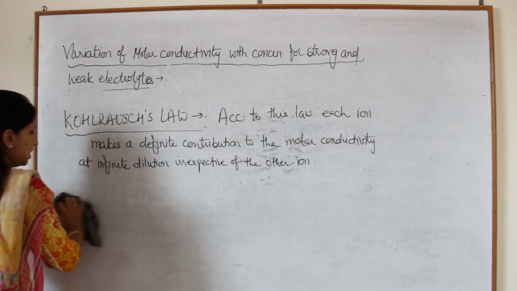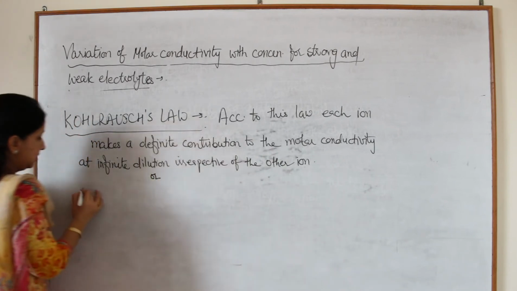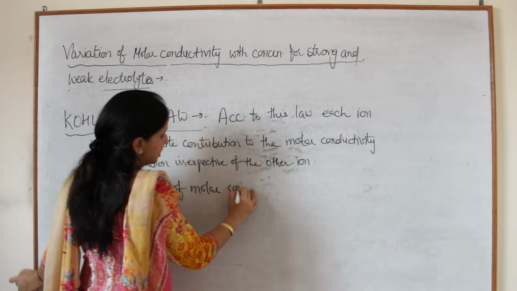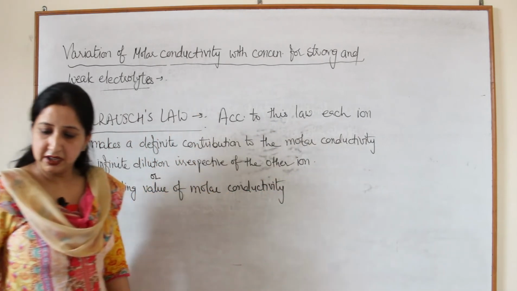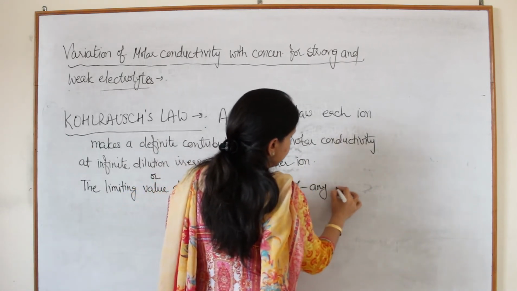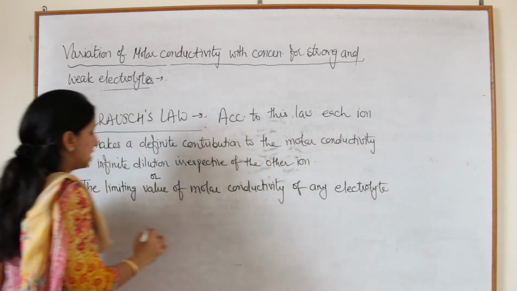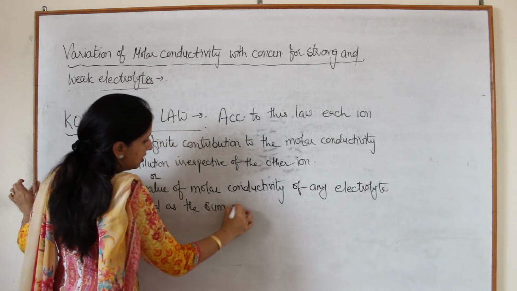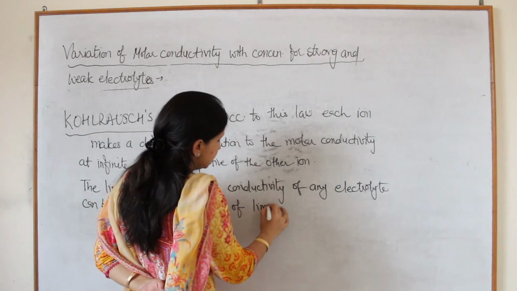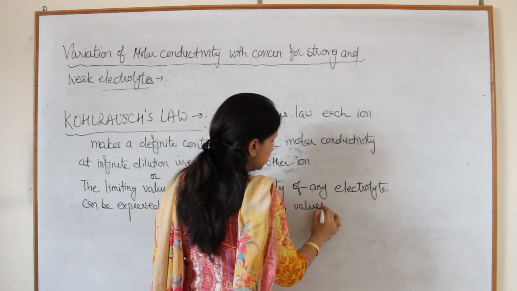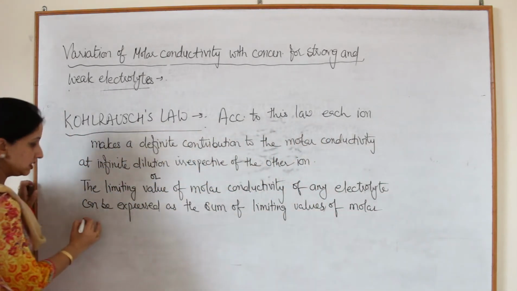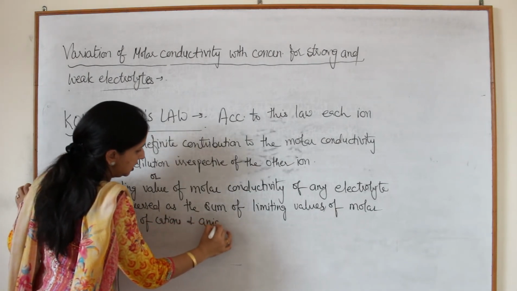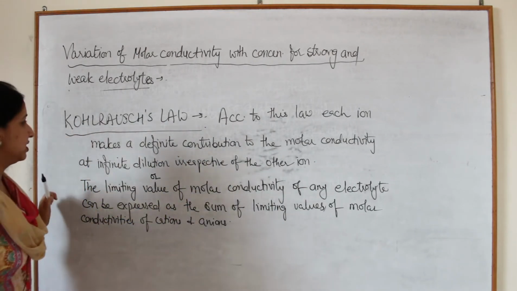Or second definition of Kohlrausch law is, the limiting value of molar conductivity of any electrolyte can be expressed as the sum of limiting values of molar conductivities of cations and anions. So what does this definition mean?